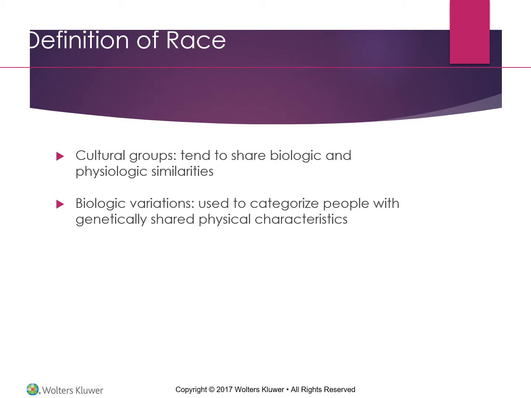Race. Cultural groups tend to share biologic and physiologic similarities. Race, defined as biologic variations, is a term used to categorize people with genetically shared physical characteristics. Some examples include skin color, eye shape, and hair texture. Despite wide ranges in physical variations, skin color has traditionally been the chief, albeit imprecise, method for dividing races into Mongoloid, Negroid, and Caucasian. Skin color is just one of a variety of inherited traits.